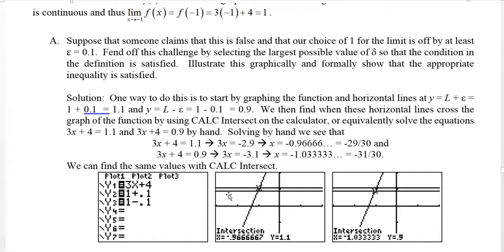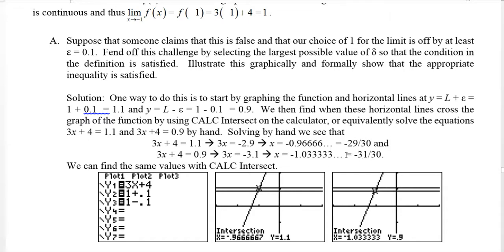Similarly, if we want to solve the one where it crosses the other line, that's 3x plus 4 equals 1 minus 0.1, or 3x plus 4 equals 0.9. So that's f of x equals L minus epsilon, and f of x equals L plus epsilon. And then solve those for x. Here we subtract 4 and then divide by 3, and we see that x is negative 1.033 repeated, where the 3 is repeating, or in fraction, which is probably a better way to write it, negative 31 over 30.